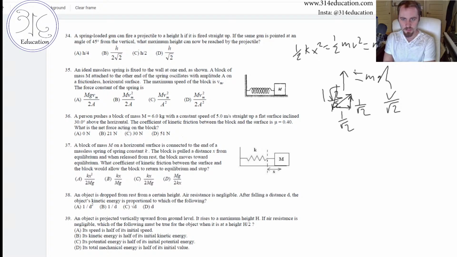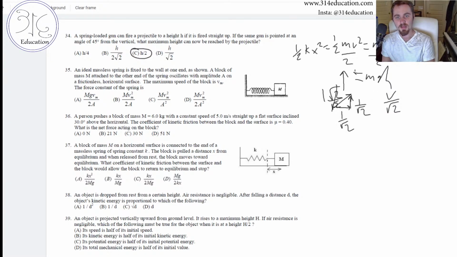Okay, so I originally didn't like the look of this one. It seemed a little too simple. But when we square the velocity, we do get a 1 over 2 term for both of these, which is kind of blocked by my face. I apologize. And so it's actually going to be C here.